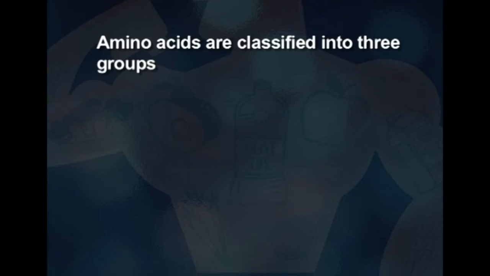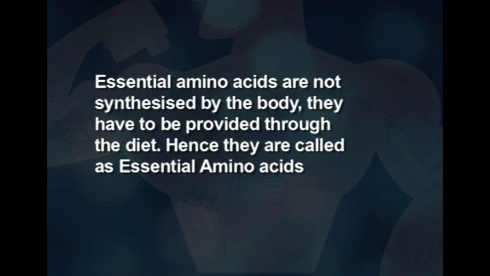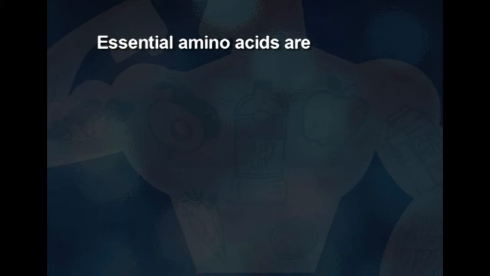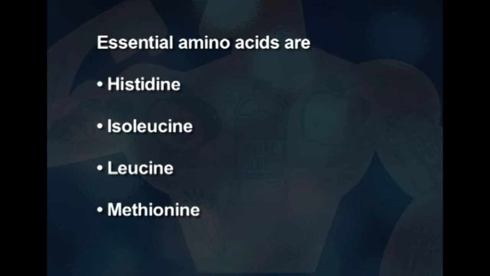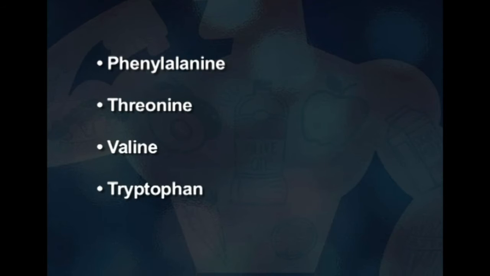Amino acids are again classified as essential, non-essential and conditional amino acids. Essential amino acids are not synthesized by the body. They have to be provided through the diet. Hence, they are called essential amino acids. The examples of essential amino acids are histidine, isoleucine, leucine, methionine, phenylalanine, threonine, valine, tryptophan.